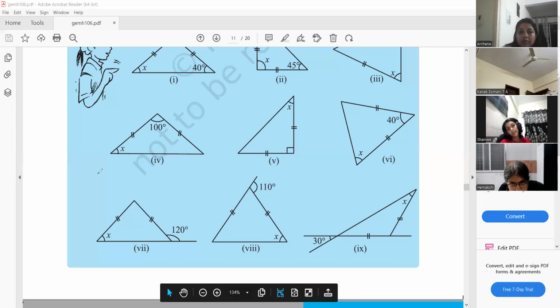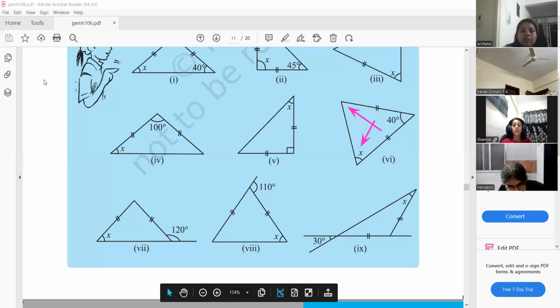Ma'am, other than the base angle, the vertex is 40 degree and other are x. We have to find the x. So the whole measure of that angle is 180. So we will subtract. See, first you have to, Shanvi, listen. When you have to explain, you have to say, ma'am, one of the angles is 40 degrees. Other two angles are equal by the property of isosceles triangle. Correct? Like this you have to say.